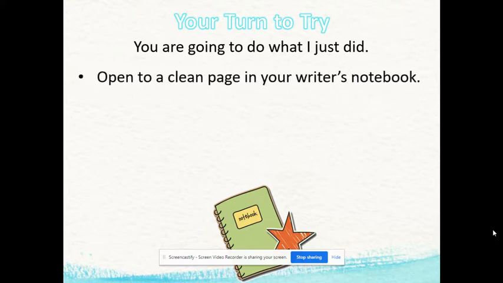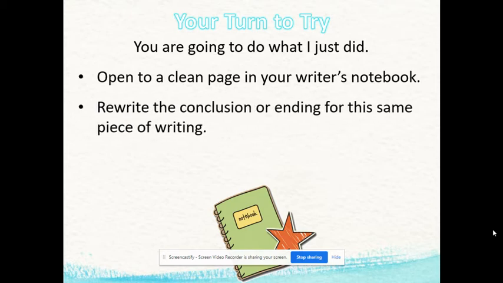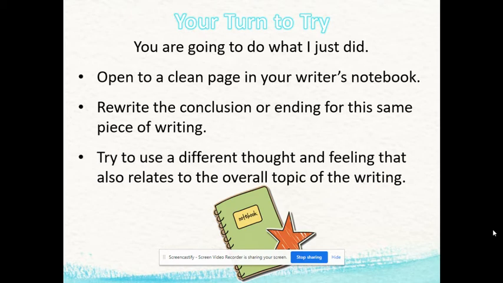It's not in your notebook. There is a page in your Google Classroom that you're going to use. It's already set up for you. It's got the old conclusion at the top, so you can look at it. And you're going to rewrite the conclusion or ending for the same piece of writing. So you're going to use the same text. You're going to just look at the conclusion that the author has included, but you're going to rewrite it, and try to use a different thought and feeling that also relates to the overall topic of the writing.